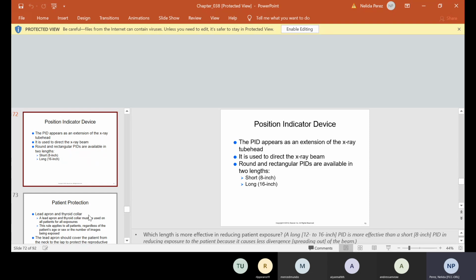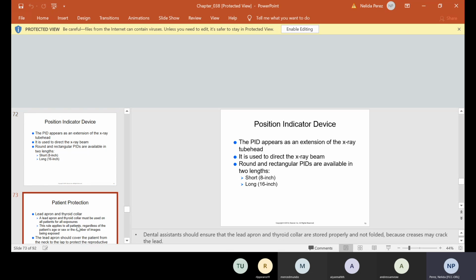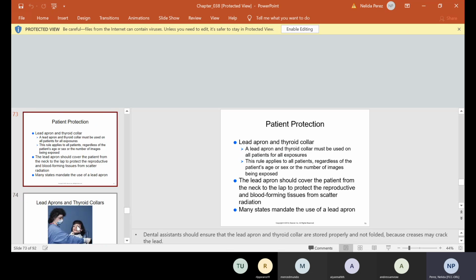PID appears as an extension of the x-ray tube head. It is used to direct the x-ray beam. So there's two different sizes, a short 8-inch and a long 16-inch, and again, as I mentioned to you, they can come either round or rectangular. You have your patient protection, the lead apron and thyroid collar.